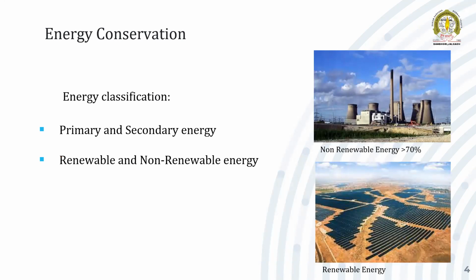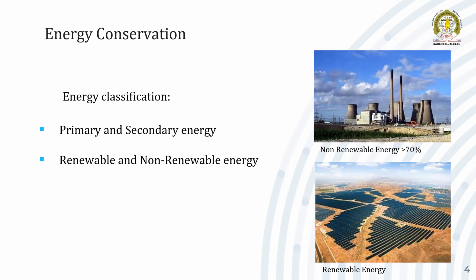Energy classification: primary and secondary energy. Primary energy is the energy which is available in nature, and secondary energy is the energy which is converted with the help of some conversion facilities, like electrical energy. Steam is a secondary energy. Then there is renewable energy and non-renewable energy.